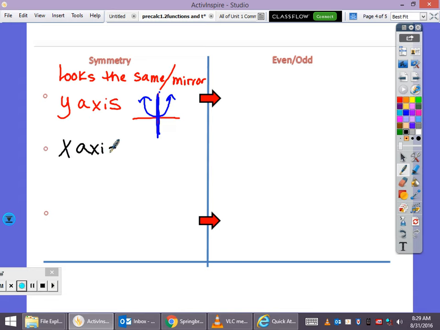And x-axis, I'm going to fold it over the horizontal. Now, what can you tell me about that graph? It is not a function. Excellent. So that's very important. Not a function. And we're talking about functions, so we're not going to talk about x-axis, because if it had x-axis symmetry, it would not be a function.